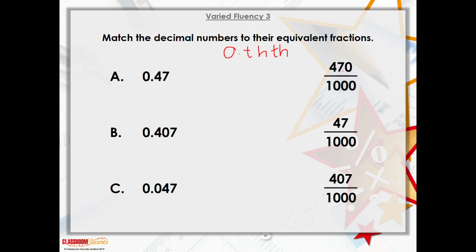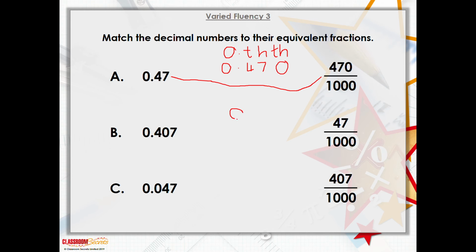And let's have a look at the first fraction. I'm not going to look at the decimals because that might confuse me. I'm going to look at my fractions first. And if I've got 470 thousandths, then I write it like this: 0.470. Because when we read that back, we say 470 thousandths. So 470 thousandths is the same as 0.470, or 0.47.